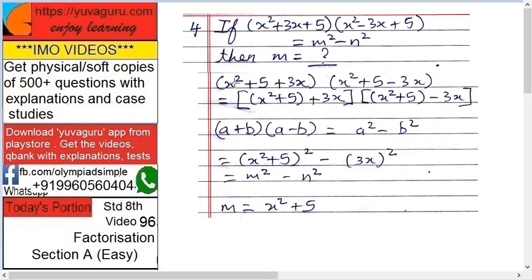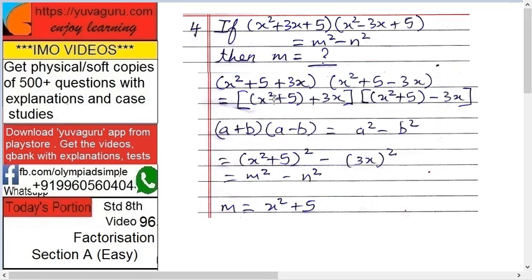So it can be written as what? (x² + 5 + 3x)(x² + 5 − 3x), right? Same thing. So take it into a bracket, (x² + 5) plus 3x, into another bigger square bracket, (x² + 5) minus 3x. So now what does it become? (a + b)(a − b), right? (a + b)(a − b).